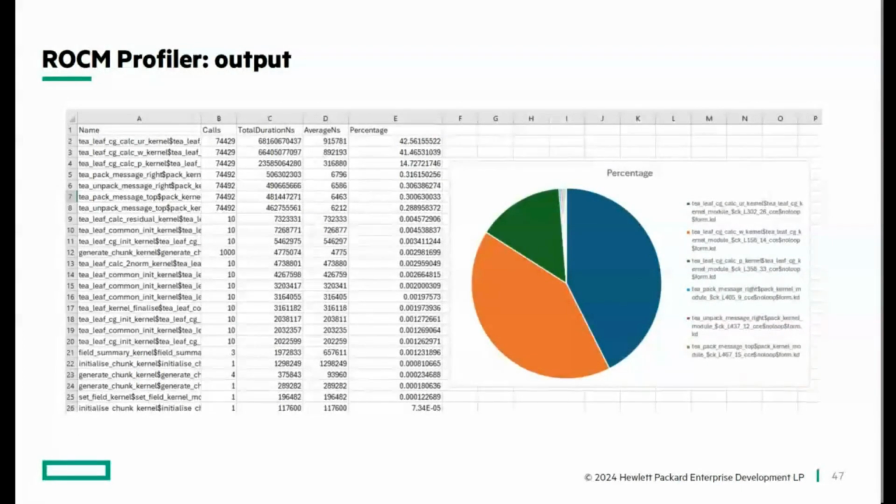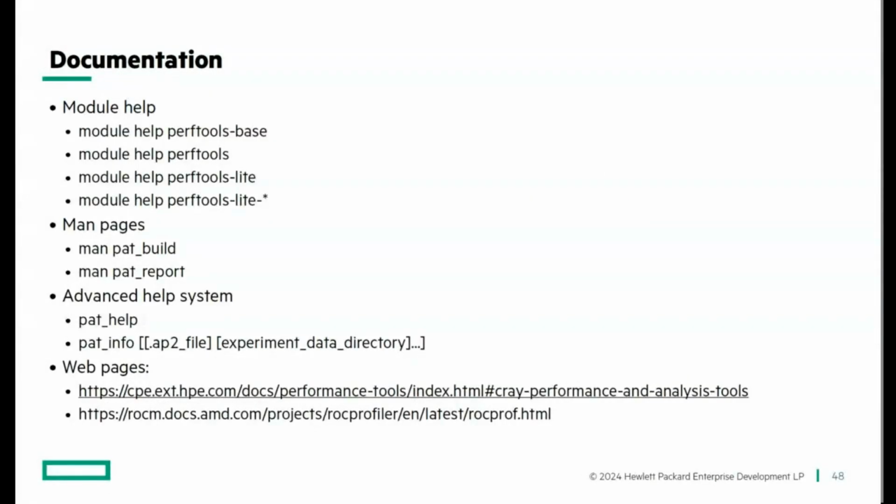we just have the visualized output of one of these CSV files. So we have the kernel names, the number of calls to them, the total duration, average, and then a percentage. And then this was within Excel, so we can quickly produce a pie chart showing us where the kind of heaviest usage in terms of the kernels are. And the next slide is just documentation.